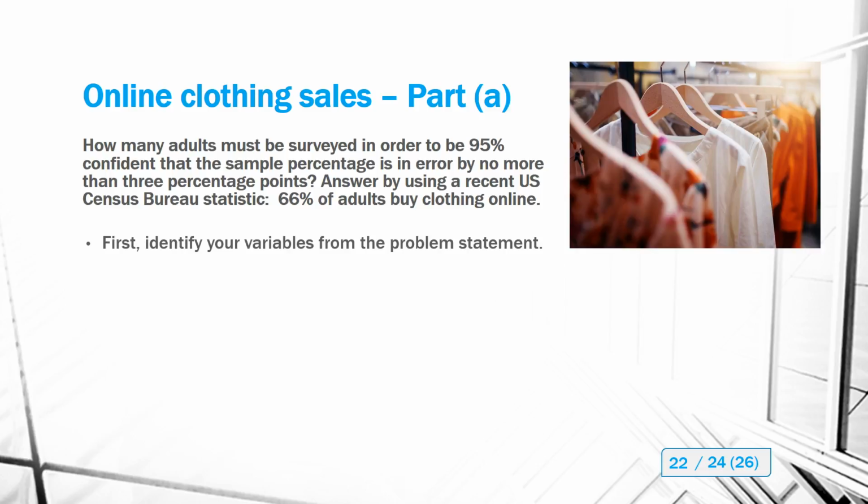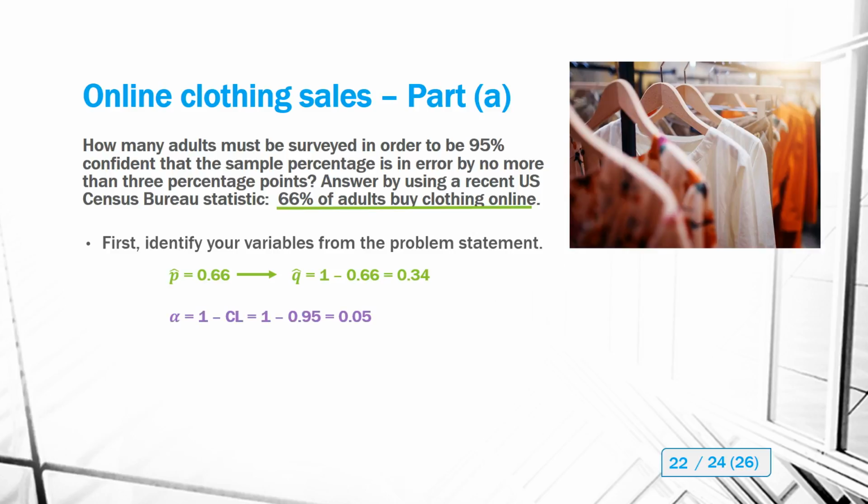The first thing we want to do is identify the variables from our equation in the problem statement. So first, let's look for p hat. P hat is going to be 0.66. Why 0.66? Because 66% of adults buy clothing online. This is the proportion of those that we're surveying who actually buy clothing online, the quote-unquote success. Well, if we know that p hat is 0.66, then that leads us to calculate q hat. Remember, q hat is the complement of p hat, so we subtract it from 1, and out comes q hat, 0.34.